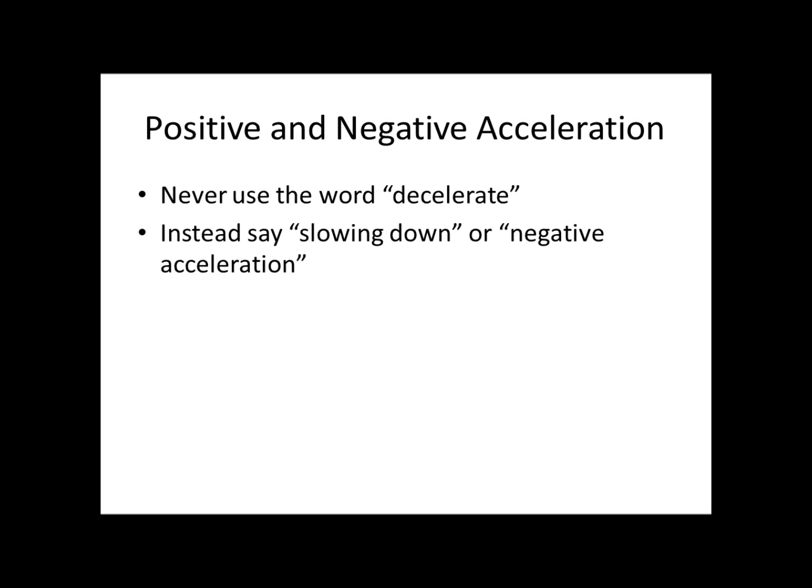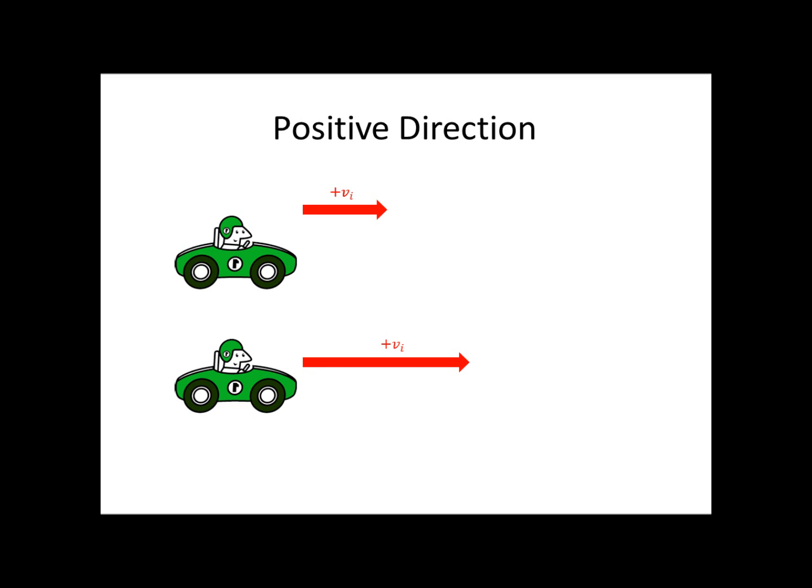Alright, let's talk about positive and negative acceleration. Really, what I want you to focus on is don't use the word decelerate. It's got a connotation of slowing down. A negative acceleration does not always mean slowing down. If you mean the object is slowing down, just say slowing down. Or if you mean that the acceleration is negative, just say negative acceleration. Don't use the word decelerate, because what we're going to find out is a negative acceleration can actually mean the object speeding up. Let's try to go through some examples here.